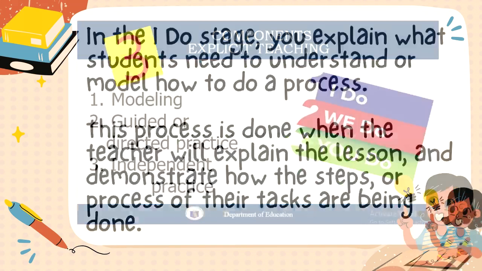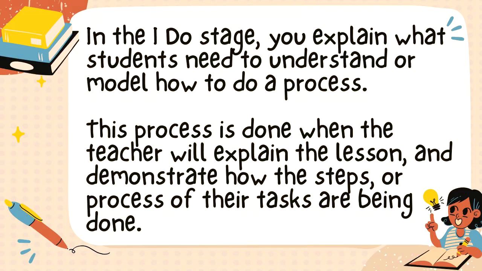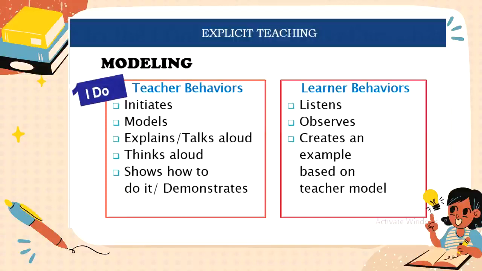In the I do stage, you explain what students need to understand or model how to do a process. This process is done when the teacher will explain the lesson and demonstrate how the steps or process of their tasks are being done. In this process, the teacher can provide a lot of examples which students can use as basis for coming up with their own output.